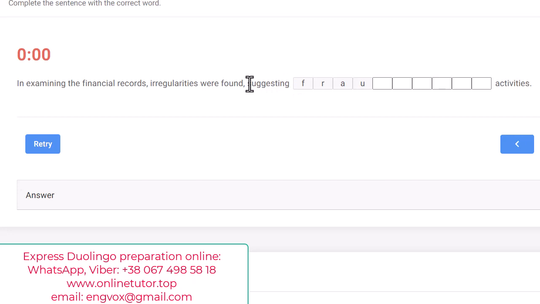Okay. Suggesting. Usually after suggesting we have a logical fork of suggesting doing something, if we offer to do something, or suggesting something. Activities. We have a noun here. So suggesting what? It's not directly what, because what is here. So the only one part of speech that can modify this is the adjective. Suggesting some kind of activities.